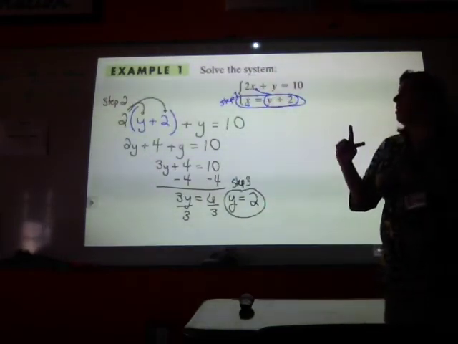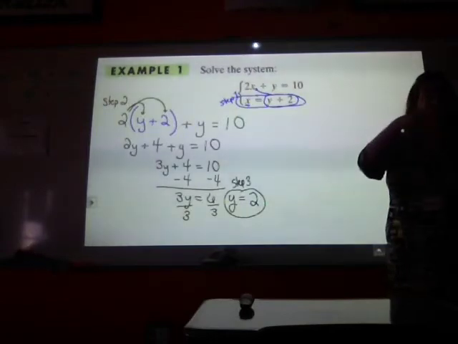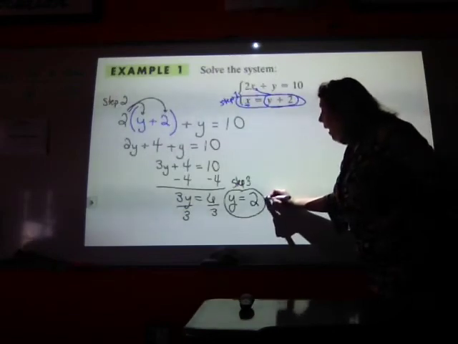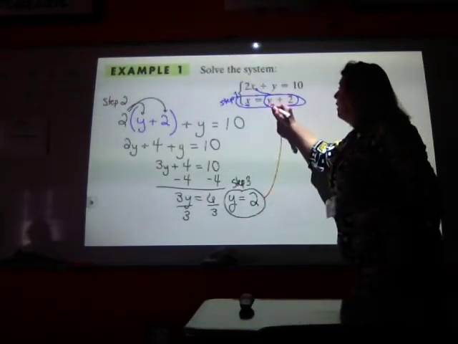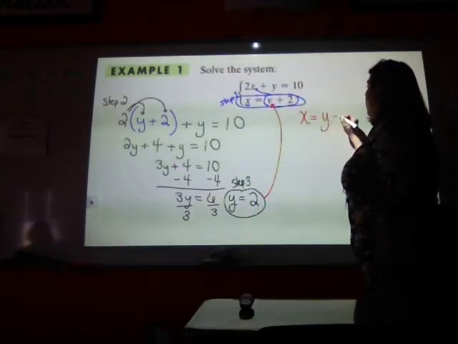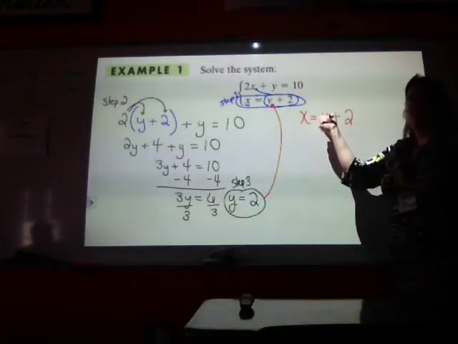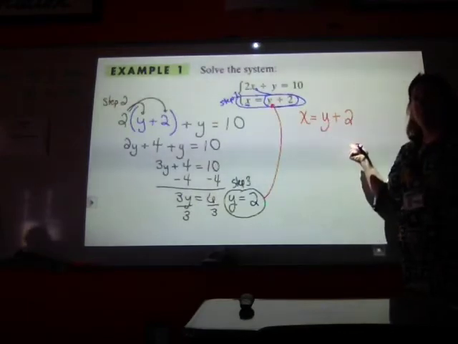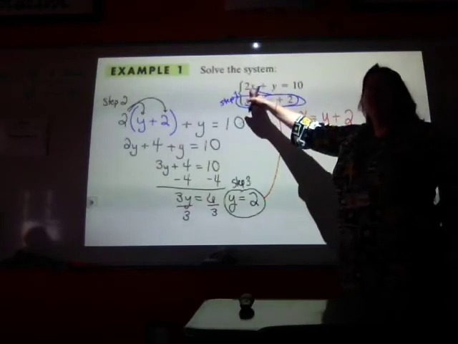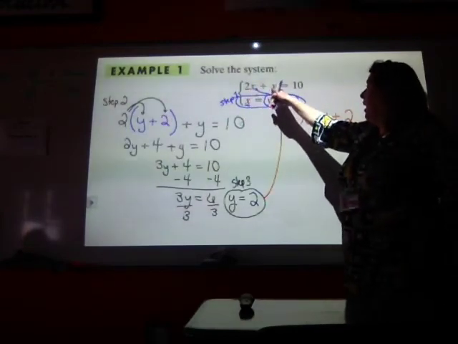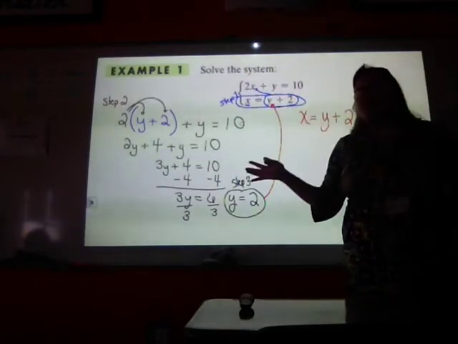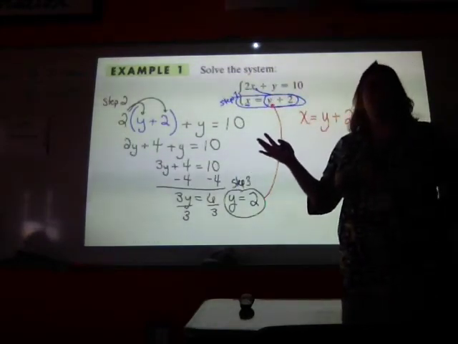Why does it make more sense to substitute y into the bottom one? Well, because it's already solved for x. So if I take my y equals 2 and I put it right here, I already have x is equal to y plus 2, and I'm going to replace that y with a 2, and I'm going to get 2 plus 2. Everybody agree? If I went up here, I would still get a 2 right here, but then I would have to subtract it from both sides and divide. Can I do that? Sure I can.